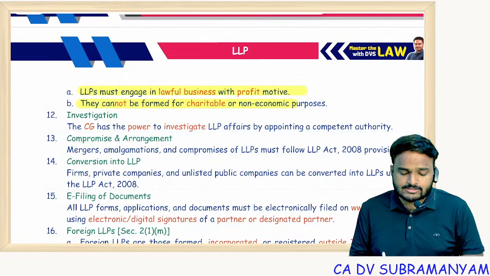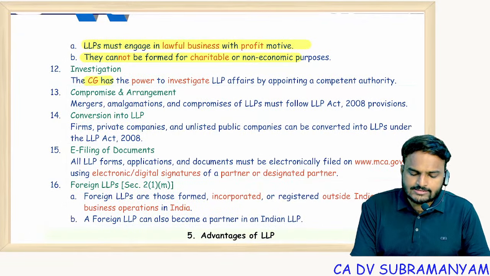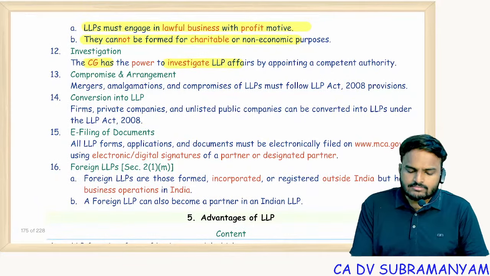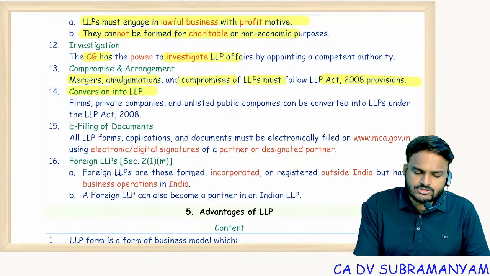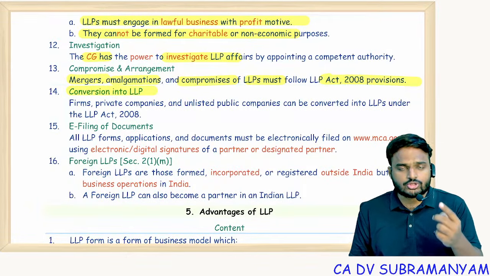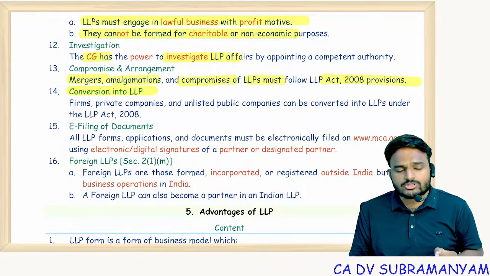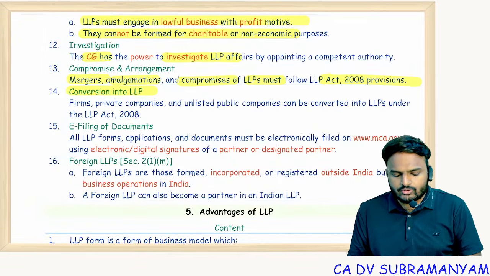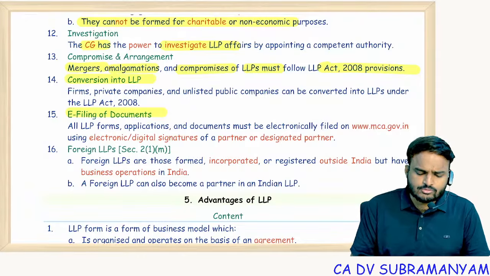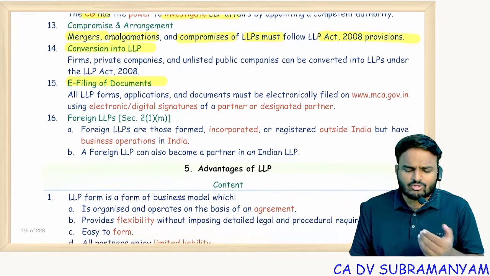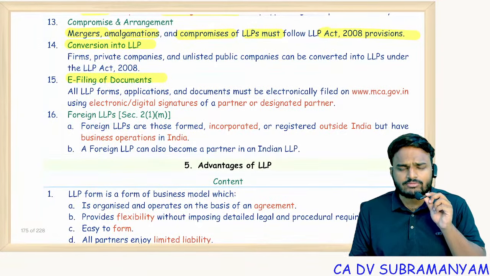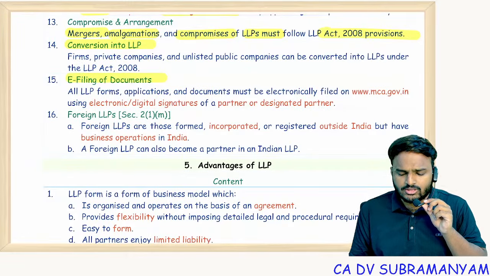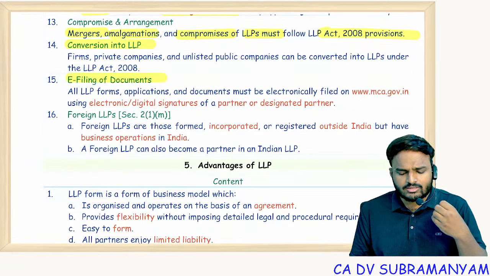Investigation: the Central Government has power to investigate LLP affairs. Mergers, amalgamations, compromise of LLP must follow the LLP Act. Conversion into LLP: yes, we had 3 schedules, Schedule 2, Schedule 3, Schedule 4, for conversion of a firm into LLP, private company into LLP, and unlisted public company into LLP. And all the documents to be filed with the ROC are electronic forms only. All the forms to be filed with the ROC are electronic forms only. So there is no manual filing. All are digital filings only.